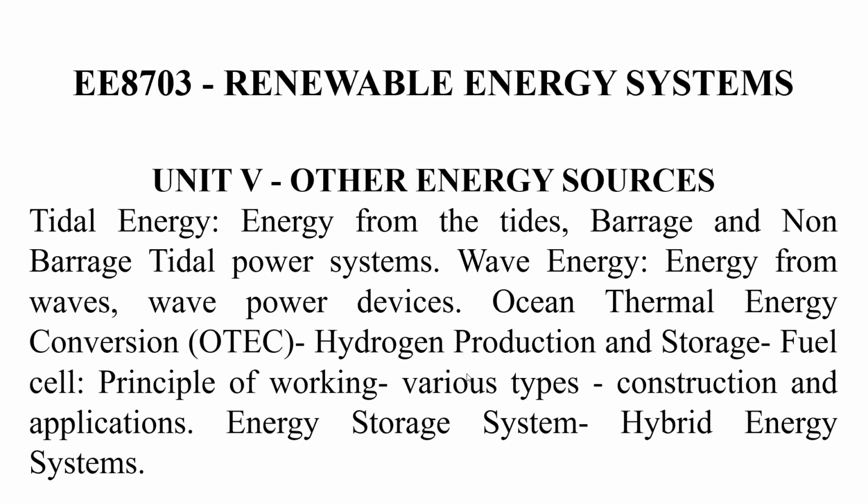Then hydrogen production and storage. Tide is a natural process, wave is a natural process, ocean is also a natural process. Hydrogen is also a naturally available component. Hydrogen is present in water, but we have to separate hydrogen from water. We'll do an electrolysis process, separate the hydrogen, and extract the hydrogen energy, and we will use that for our operation in terms of fuel cells or storage units.